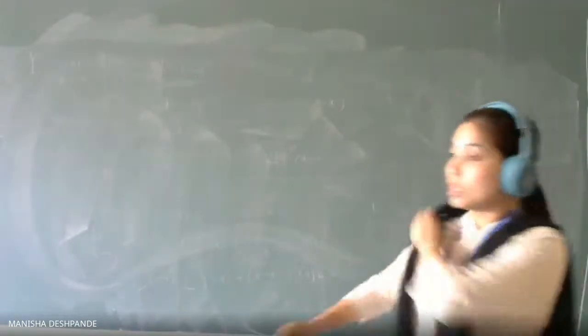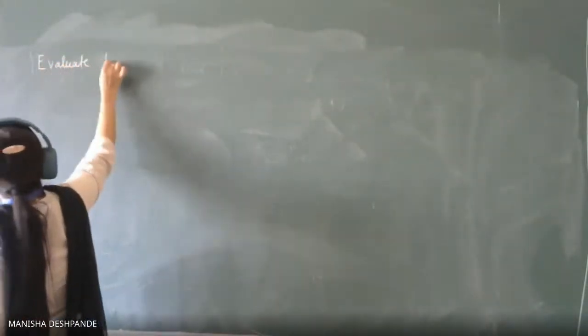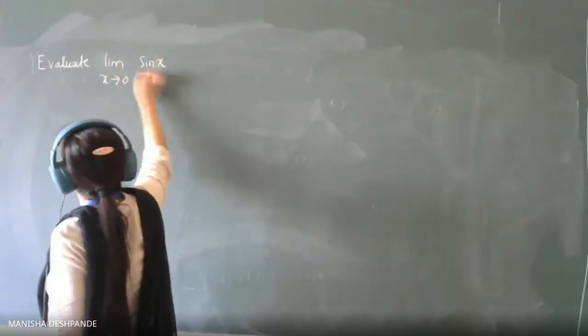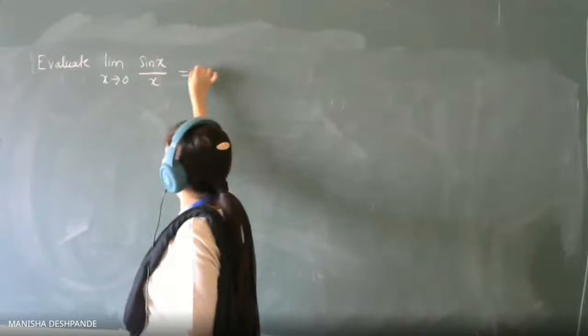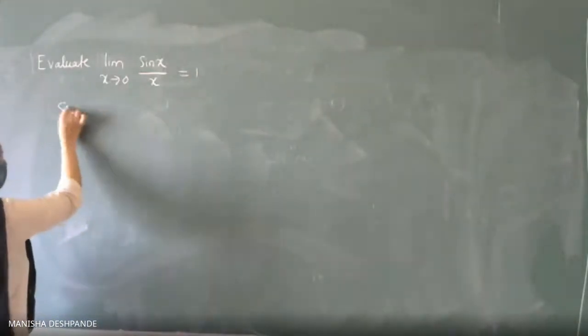So let us start with the examples now. Take down the first example. Evaluate. These are standard limits, which I have already done. Evaluate the limit as x tends to 0 of sin x by x. What's the answer of this? 1. The answer is 1. So use L'Hospital rule, it will get the answer. So what's your solution? Simple one.